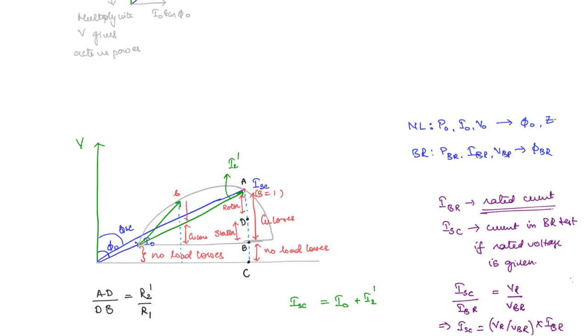So what is the remaining power that you have here? Because this entire power will be the power that is derived from the supply. This is no load losses, this is copper losses. What will be this power? This power is the mechanical power that is delivered.